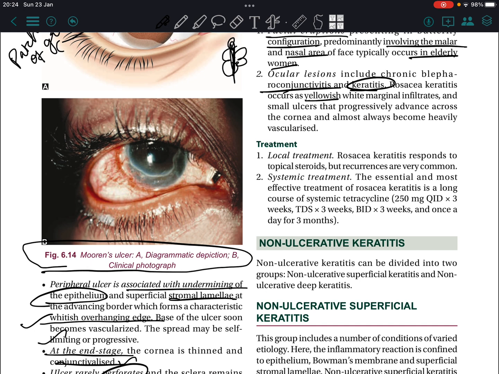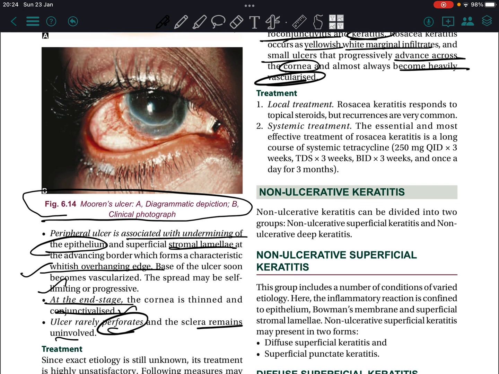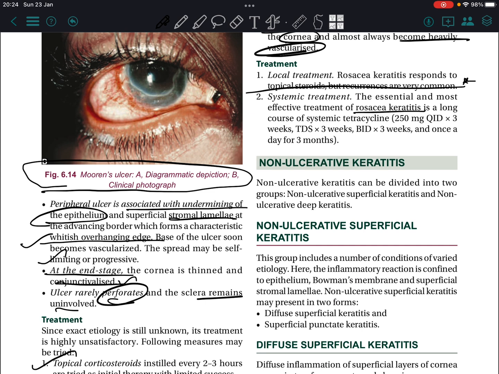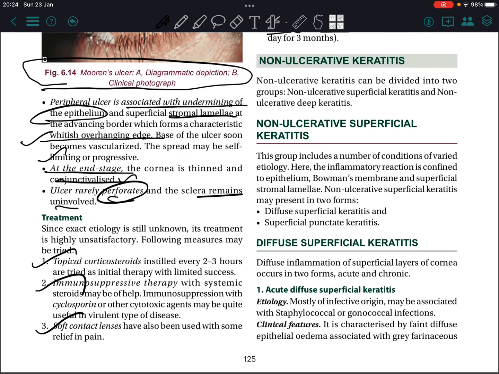Rosacea keratitis occurs as yellowish white marginal infiltrates and small ulcers that progressively advance across the cornea and almost always become heavily vascularized. Treatment. Local treatment: rosacea keratitis responds to topical corticosteroid, but recurrences are very common. Systemic treatment: the essential and most effective treatment of rosacea keratitis is a long course of systemic tetracycline, 250 mg QID for 3 weeks, TDS for 3 weeks, BID.